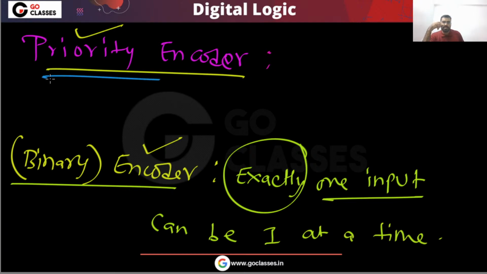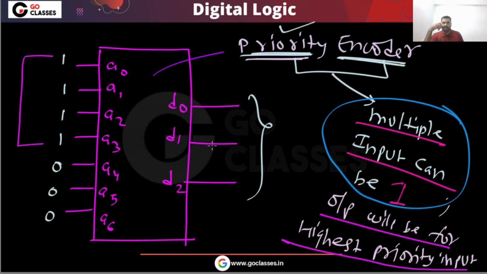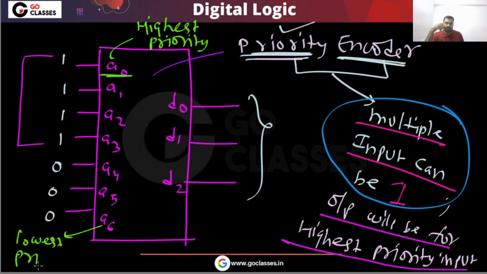And in this priority encoder, multiple inputs can be 1. When multiple inputs are 1, then the output will be the same as the highest priority input. So who has the highest priority? The question is simply saying that the lowest index has the highest priority. This has the highest priority, and this has the lowest priority. This is given in the question.